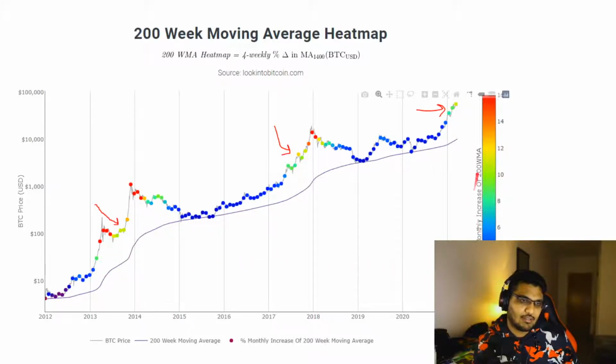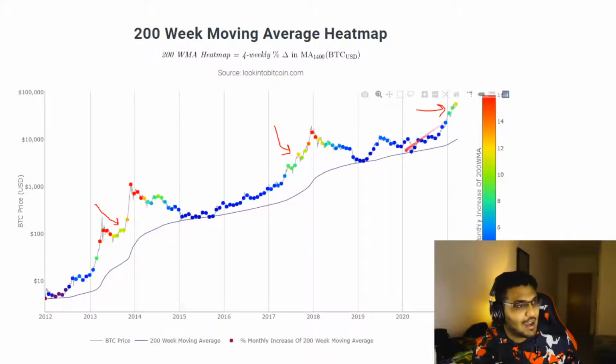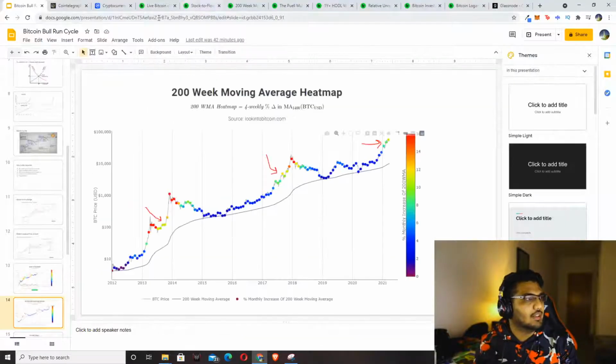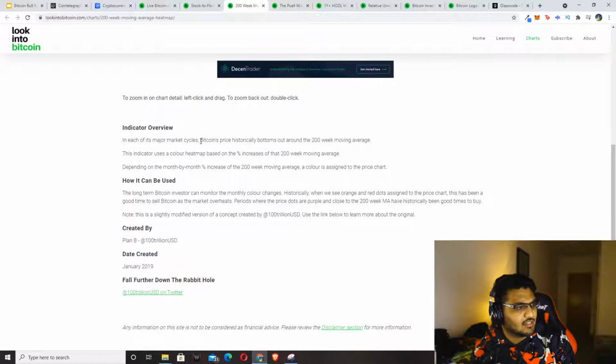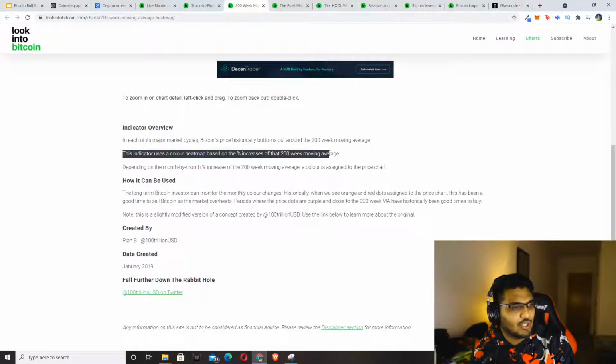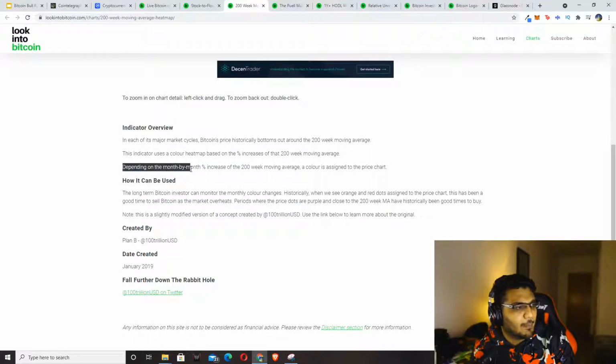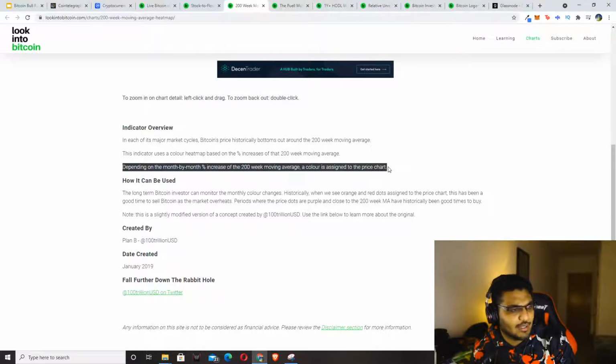And this chart here will show you that currently it's green, and you can see the last times it was green, how much it had to go up again, right? And let me show you that now in here. So in each of its major cycles, Bitcoin's price historically bottoms out at around the 200-week moving average. This indicator uses a color heat map based on the percentage increase of that 200-week moving average. Depending on the month-by-month percentage increase of the 200-week moving average, a color is assigned to the price chart.